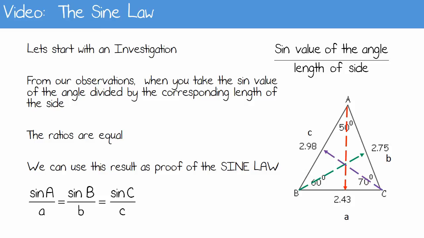Sine A divided by a equals sine B divided by b equals sine C divided by c. Or we could change it: a over sine A equals b over sine B equals c over sine C. Now, let's look at applying the formula.